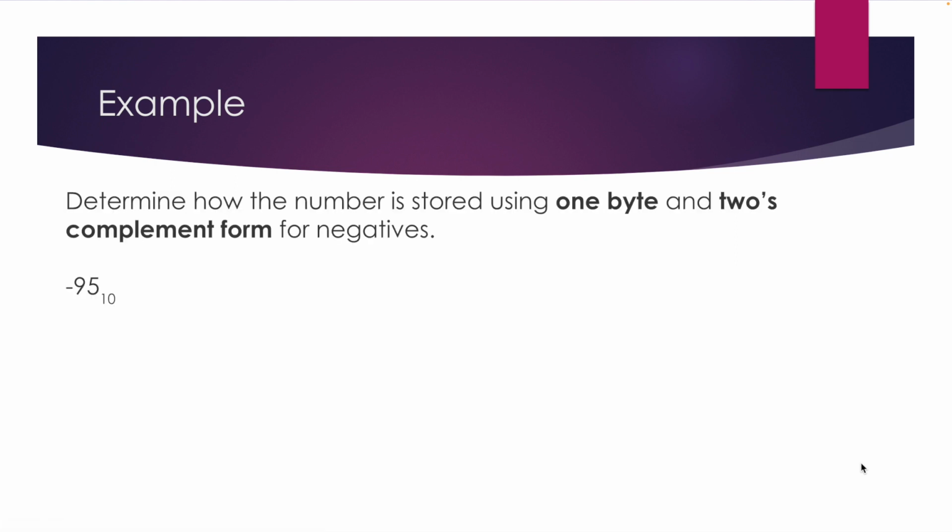Okay, I want you to try this one. You're going to write 95, the positive number, in binary, and then invert it and add 1 to get to the negative number, and then start up the video again when you're ready.